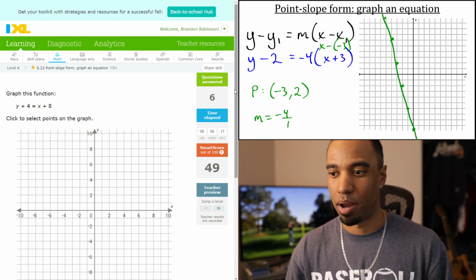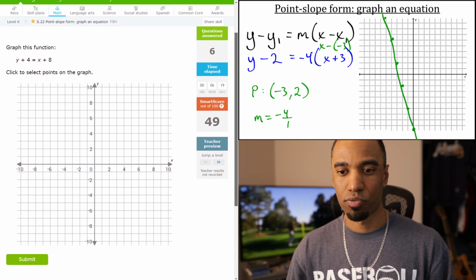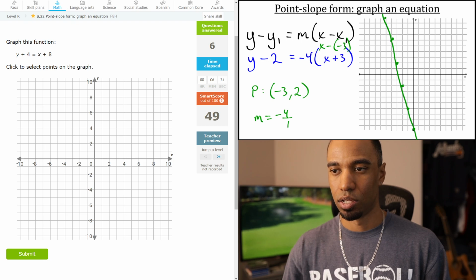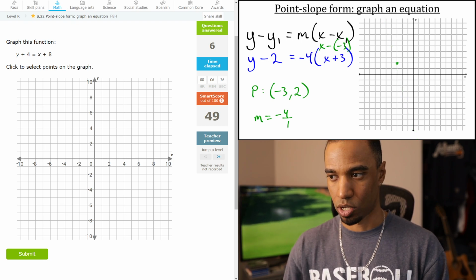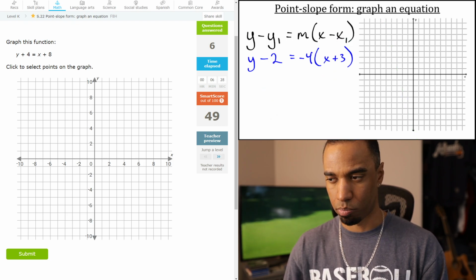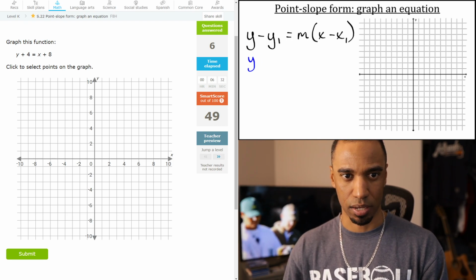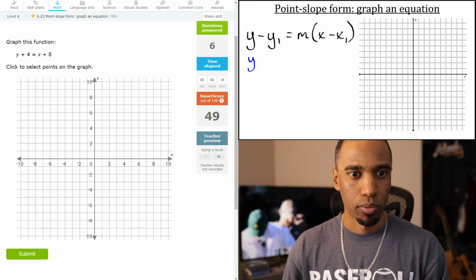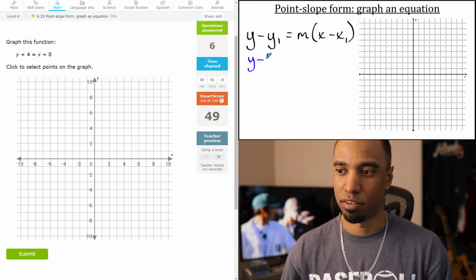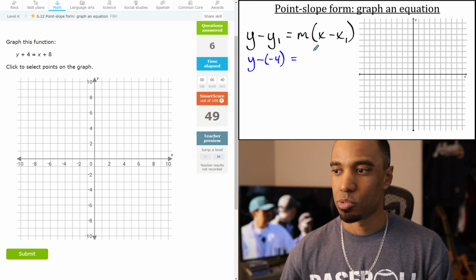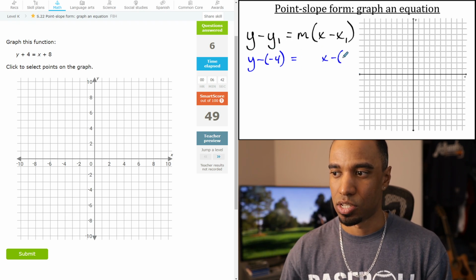Ooh, here's a different kind of problem right here. So now, y plus 4 equals x plus 8. Where are my parentheses? What the heck happened to my overall formula? What's going on? Why don't I see my slope? Things like that. Well, let's write it in as point slope form as I possibly can. Y plus 4 means y minus negative 4. X plus 8 means x minus negative 8.